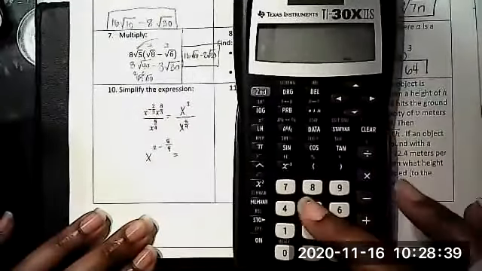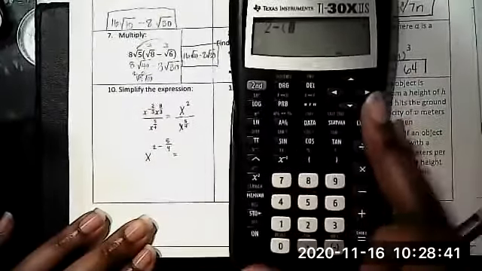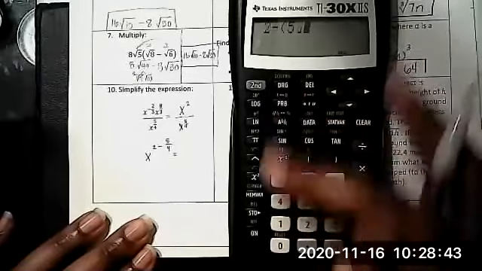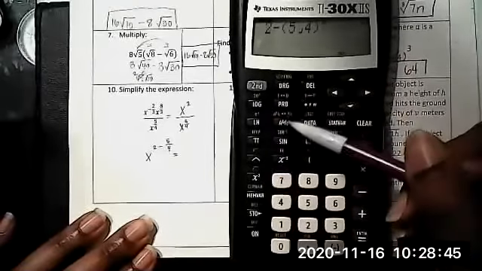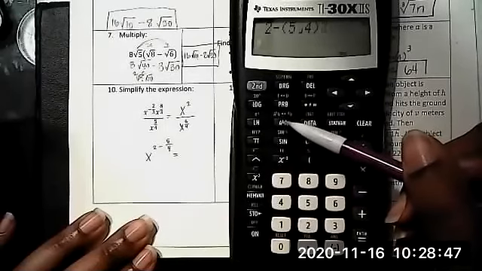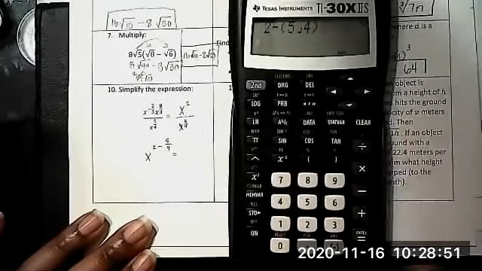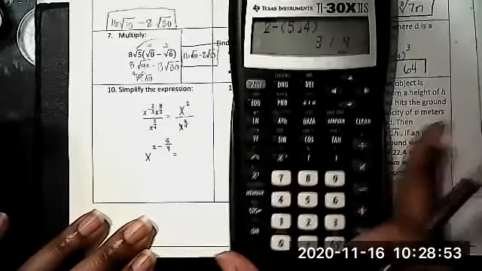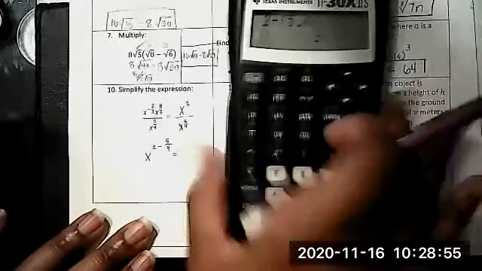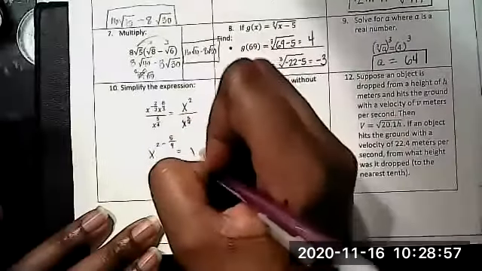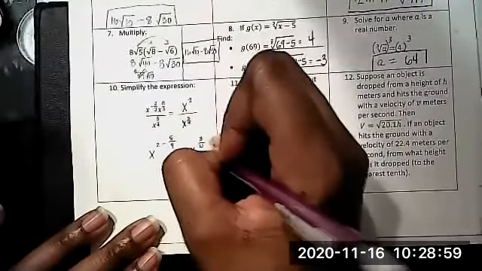So now we're going to say 2 minus parentheses 5 divided by 4. And of course, I'm going to use this little button here, which is for when your answer will become a fraction, just in case it does. Okay, so 3 over 4 is my answer. So this now becomes x to the 3 over 4.